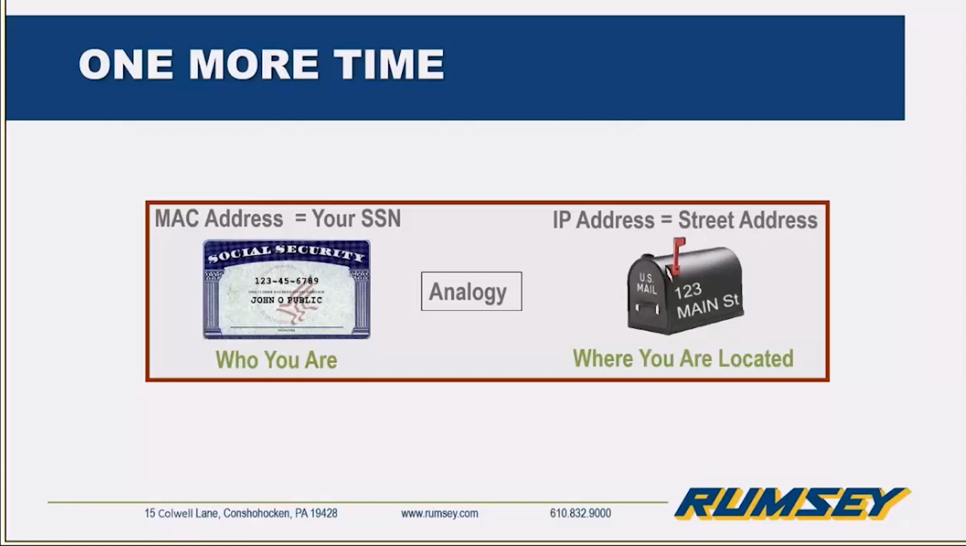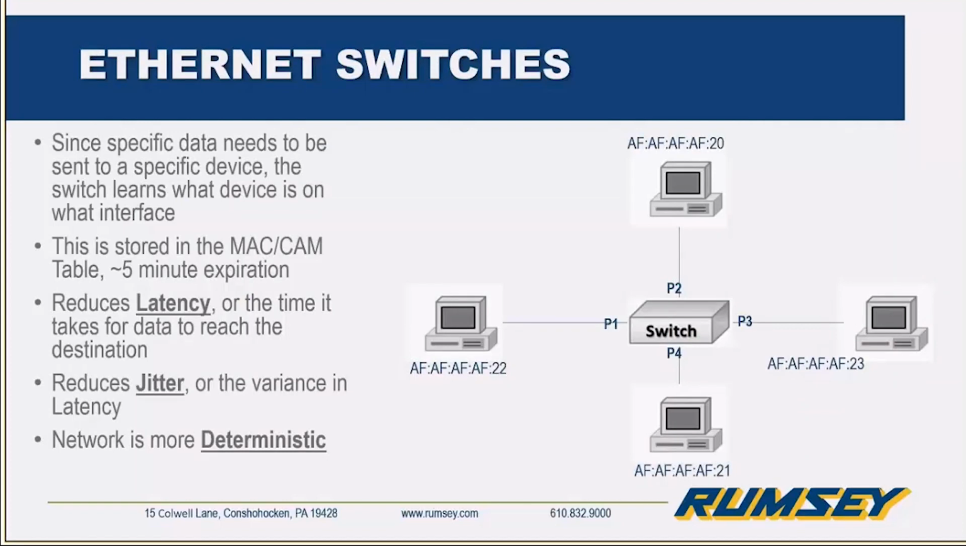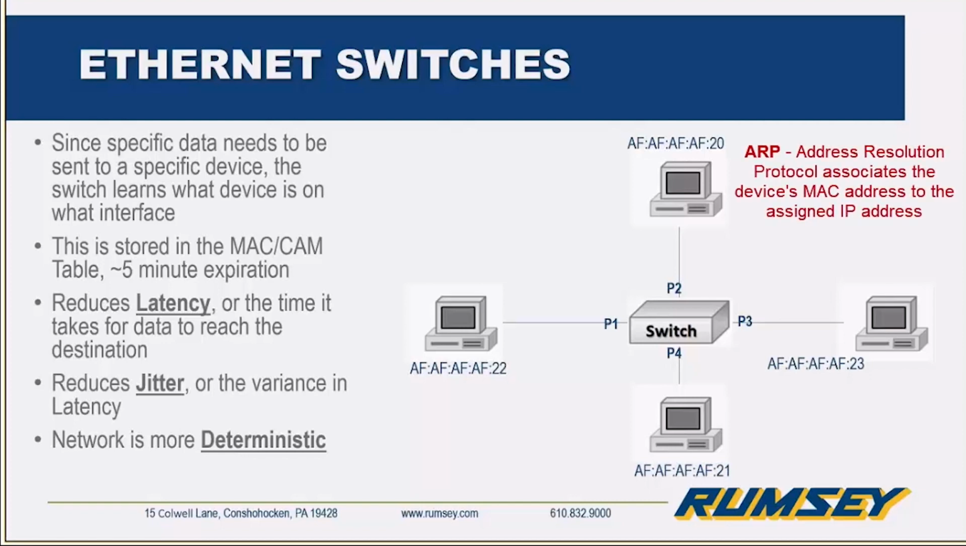The function of an Ethernet switch is to provide a reliable, efficient conduit for data to go from point A to point B. A switch does this by associating the MAC address of a connected device to a particular port on the switch. This in turn is stored in the MAC or CAM table, depending on the manufacturer's name, so a switch knows how to reach any given device. A protocol called ARP, or Address Resolution Protocol, then associates the MAC address to the assigned IP address, thereby enabling endpoints to communicate with one another.